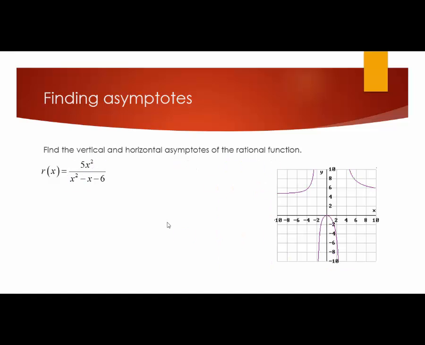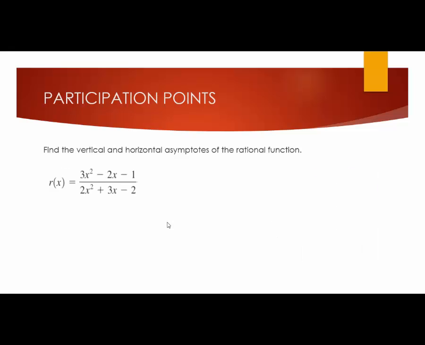Here's what a graph of that looks like. We can see at x equals negative 2 and x equals 3, 2 vertical asymptotes, and y equals 5 is a horizontal asymptote. This one's for you. Find the vertical and horizontal asymptotes of the rational function. Post these in the conversation discussion for homework 6.